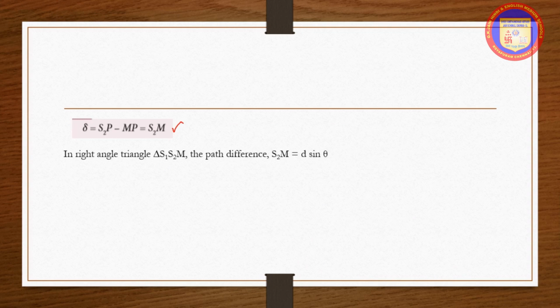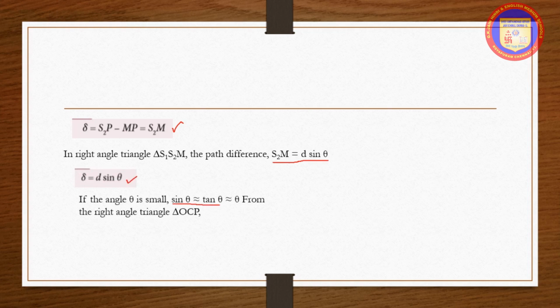The angular position of the point P from C is theta, so angle OCP is equal to theta. In the right angle triangle S1S2M, the path difference S2M is equal to d sin theta, that is, delta is equal to d sin theta. If the angle is very small, then sin theta can be taken as tan theta, which is equal to theta. From the right angle triangle OCP, tan theta is equal to y by D. Then the path difference delta is equal to dy by D. Based on the condition on the path difference, the point P may have a bright or dark fringe.